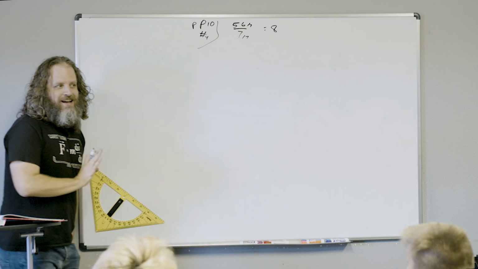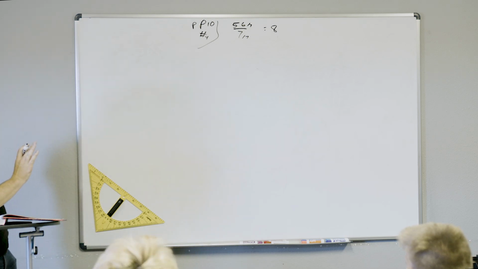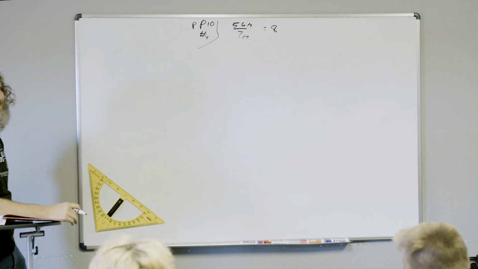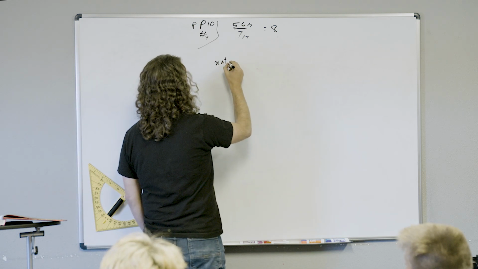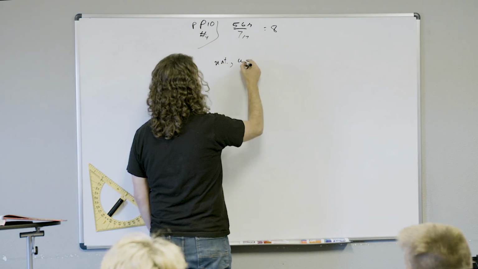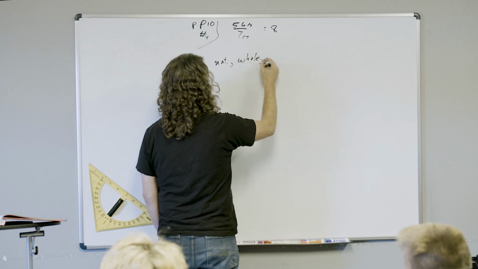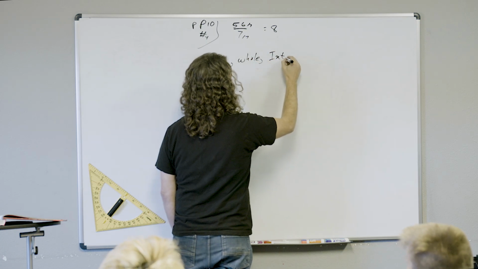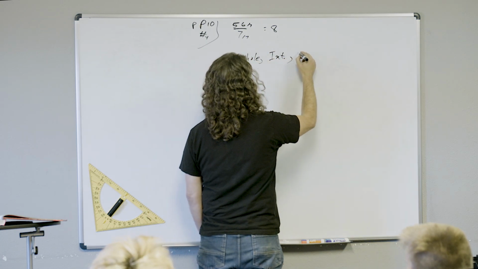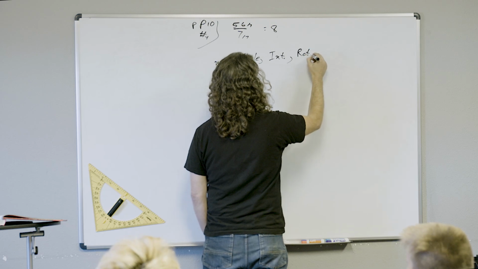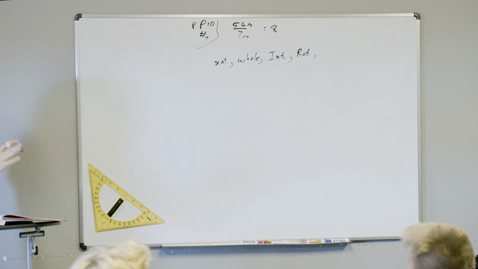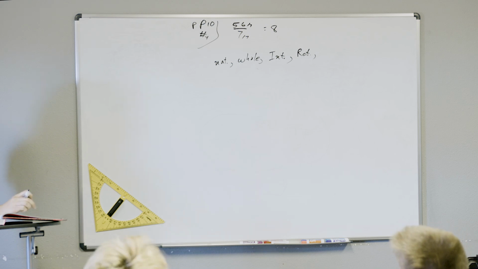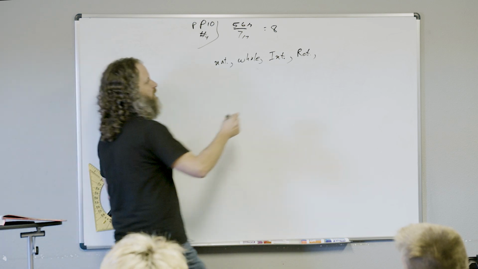Now 8 is not just a rational number. What else does it fit in? It's a natural number. It's a whole number. It's an integer. It's a rational number. Since we can reduce that down to a natural number, it's all the things. It's not irrational. It's also a real number.